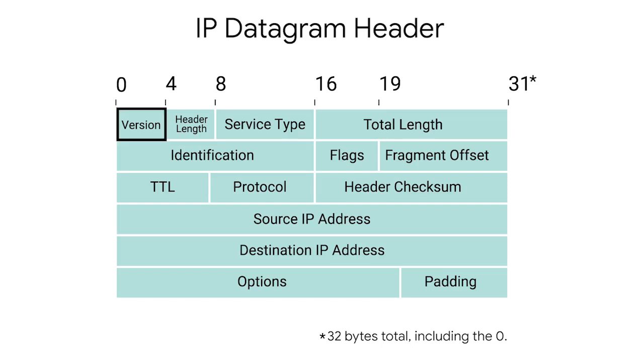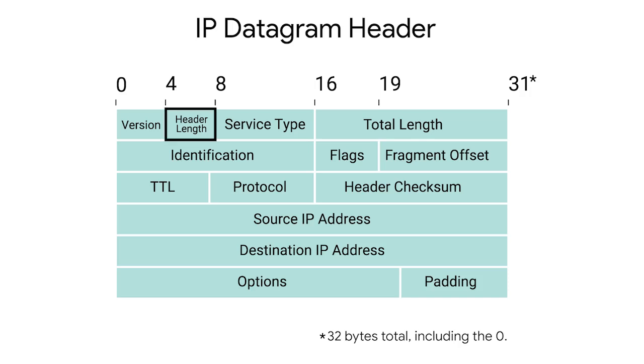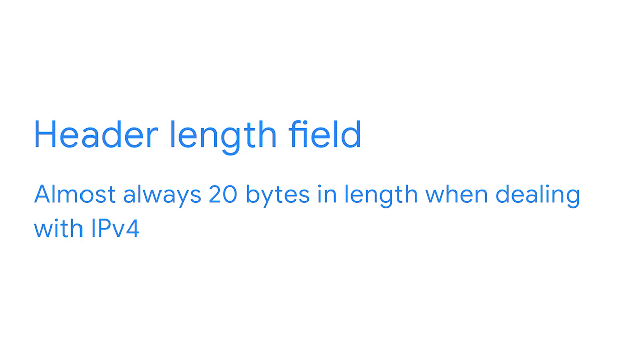The very first field is 4 bits and indicates what version of Internet Protocol is being used. The most common version of IP is version 4, or IPv4. Version 6, or IPv6, is rapidly seeing more widespread adoption. After the version field, we have the header length field. This is also a 4-bit field that declares how long the entire header is. This is almost always 20 bytes in length when dealing with IPv4. In fact, 20 bytes is the minimum length of an IP header. You couldn't fit all the data you need for a properly formatted IP header in any less space.